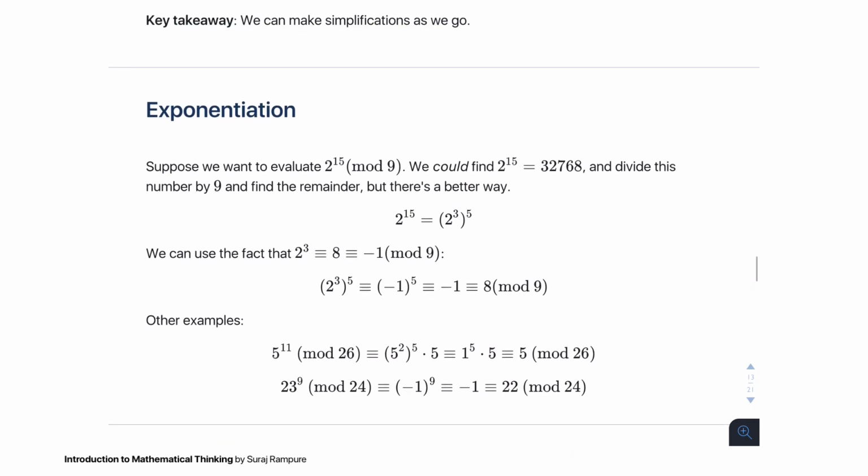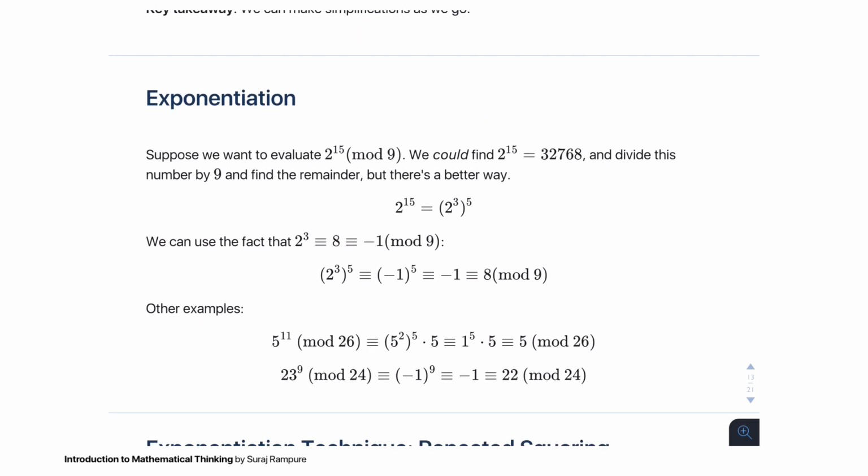Okay. So another operation we need to talk about is exponentiation, right? So suppose we want to evaluate the number 2 to the 15 modulo 9. Okay? The naive way would be to expand out 2 to the 15, start at 2 to the 10 is 1024, multiply that by 2, then 2 again, and again, and you'd get 32,768. And then you could divide this number by 9 and find out the remainder you get.